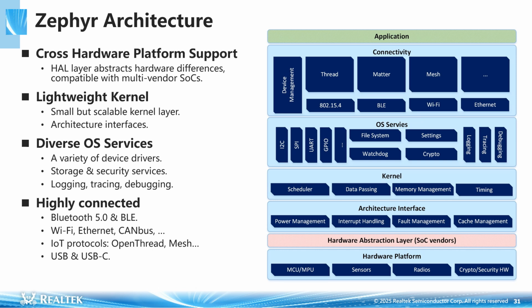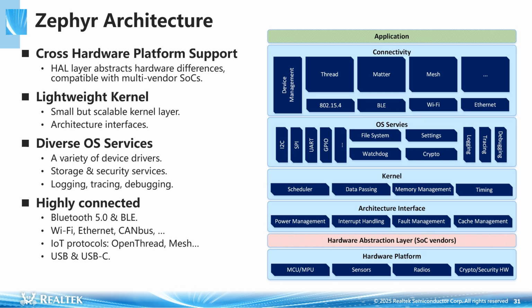Zephyr OS provides a complete development platform. The diagram on the right shows the architecture of Zephyr. Above the hardware platform layer, we have the HAL, which provides compatibility across multi-vendor SoCs. The architecture interface layer ensures that platform-specific capabilities are efficiently managed. At the core, we have a lightweight kernel. Despite its small size, it is scalable and provides essential features.